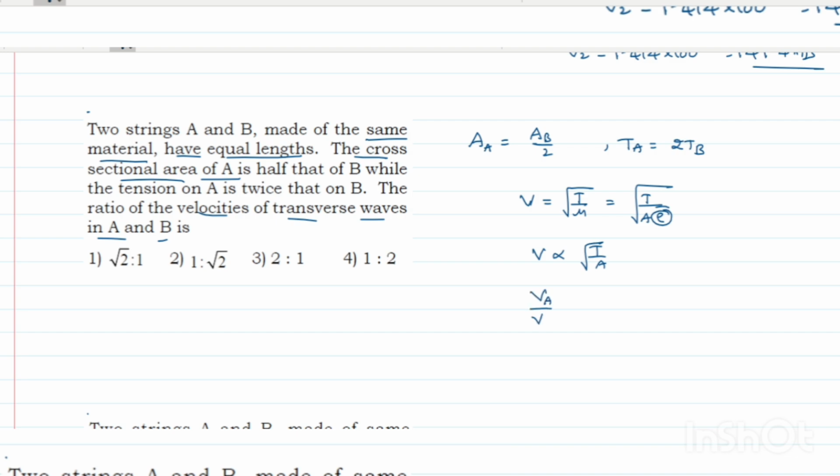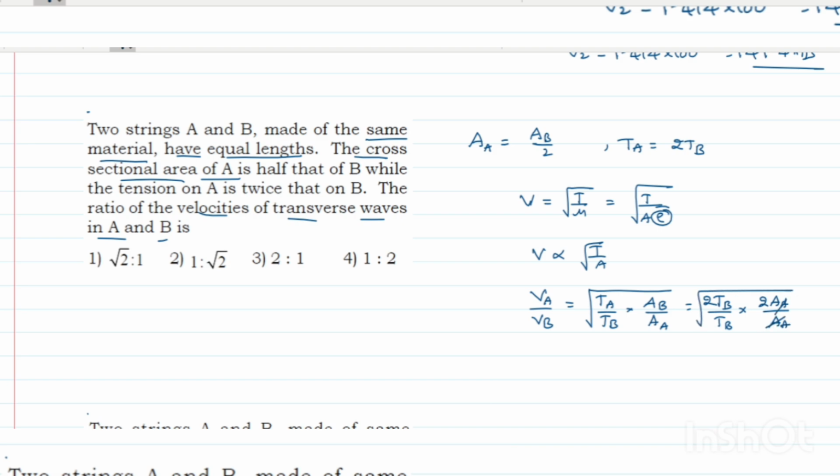So you can take VA by VB, which will be equal to the tension A to the tension B, and the area of cross section of the B wire to the area of cross section of the A wire. Tension in wire A you can take as 2 times the tension B, and tension in B you can take as it is. Area of B you will be getting as 2 times area of A, which will be by area of A.